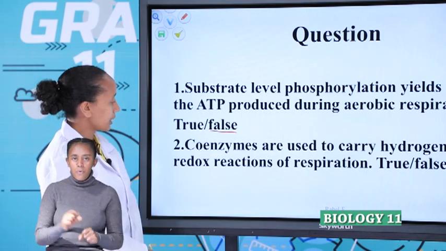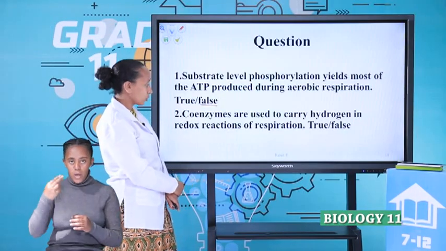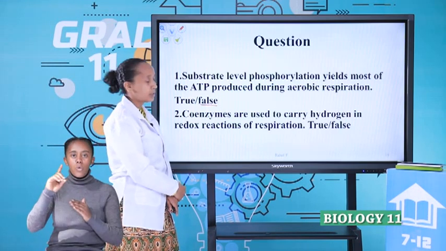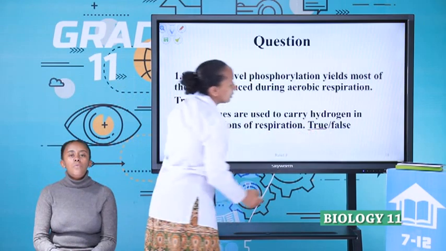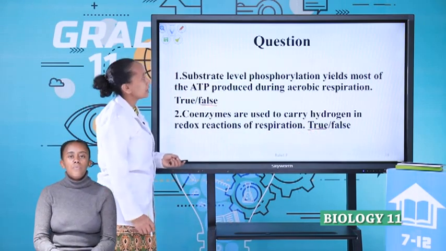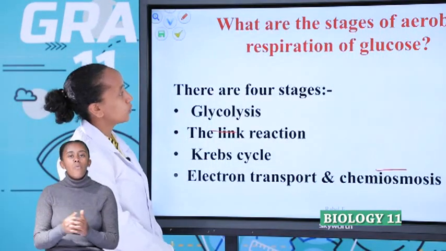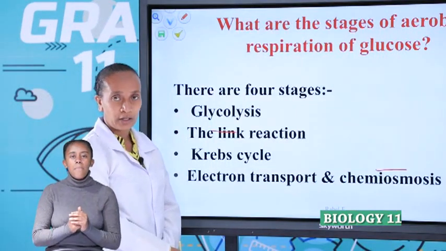The second question says coenzymes are used to carry hydrogen in the redox reactions of respiration. This is true. So if you said true, you got the correct answer. Okay, that is great, students. Now let's move on to the next part, that is the stages of aerobic respiration.